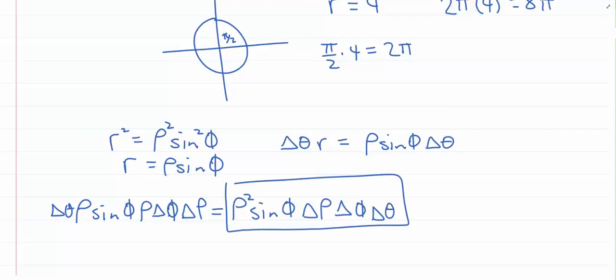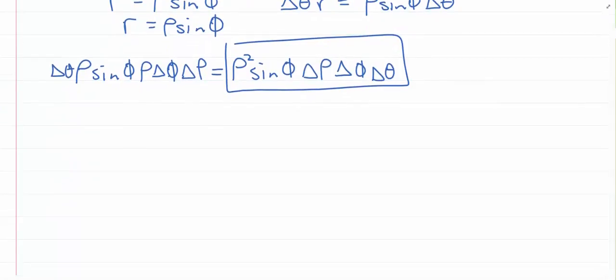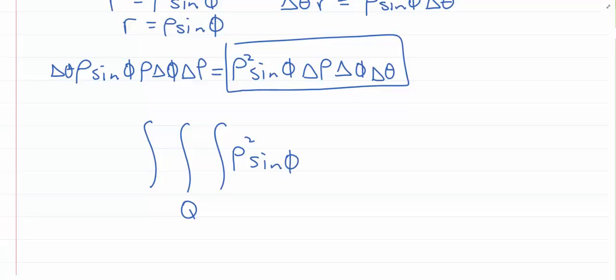Now, this is what's going to be just sort of the basics of our integrand. We can put another function in there, but this is what's going to be just the basics. So what we're going to have is an integral that looks something like this. We're going to integrate over some region, and what's going to go in here is rho squared sine phi d rho d phi d theta.